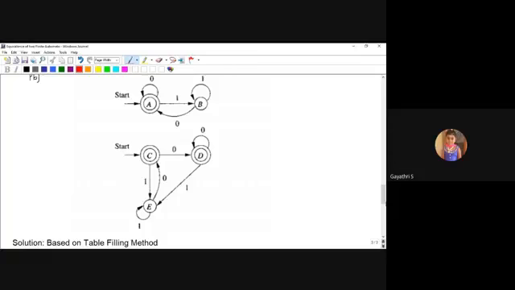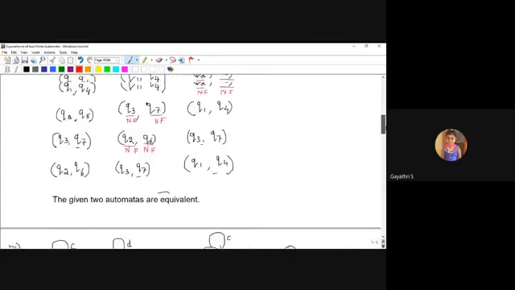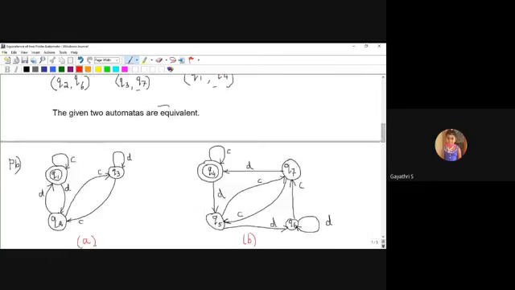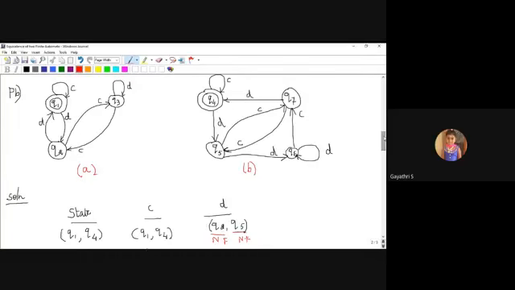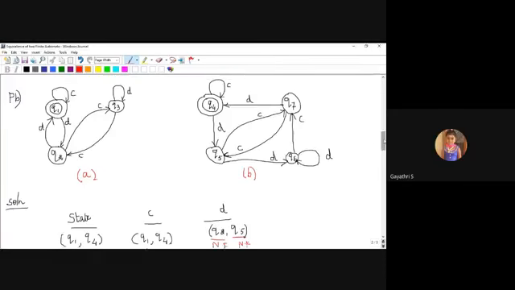Okay, and this is the method actually. In your textbook, they are using the table filling method. So, using the table filling method, they compare whether the two automatas are equivalent or not. Why am I choosing this method? If the number of states is increasing, applying the table filling method is a tedious one. So this is the easiest method which I have found.